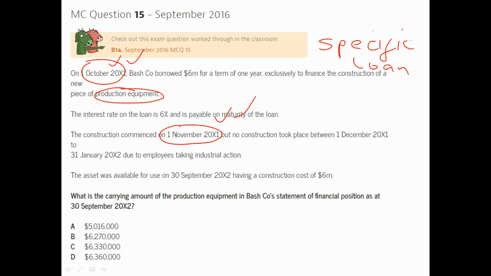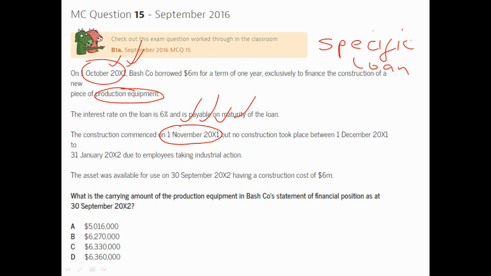Which two conditions? We said expenditure is being incurred and there are activities going on on the ground. So those are the two criteria that were remaining. The first was met on 1 October when we borrowed the funds, so that means borrowing costs are being incurred. So we are going to start capitalization on this date, because that's when all the criteria are met.